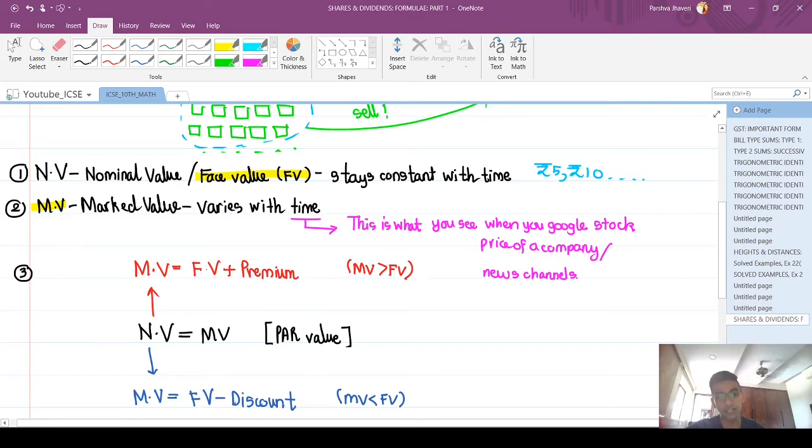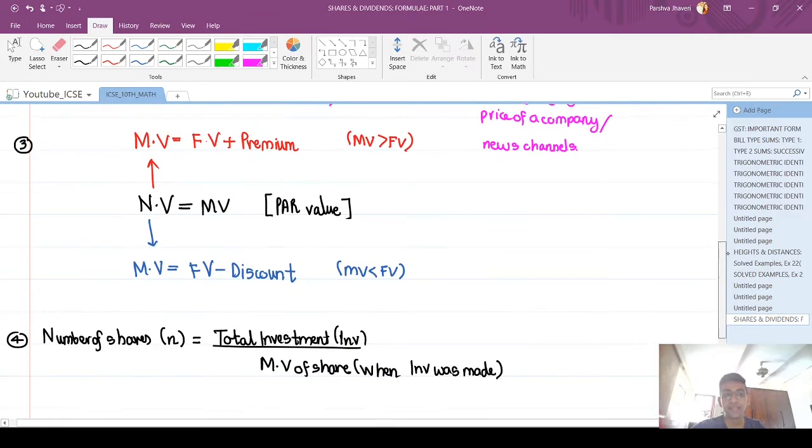Next, we talk about marked value. Marked value is the share value you see if you open news channels or apps like Money Control, or on Google, if you type, give me the share price of Reliance, or give me the share price of Adani Power. You check it out and they'll show you some price, whatever, 216 point whatever, and they'll show you a graph, it's gone up and down within these many days or months. So that's actually the marked value. This marked value varies with time. So remember the difference between face and marked value: face value remains the same with time, and marked value varies with time.